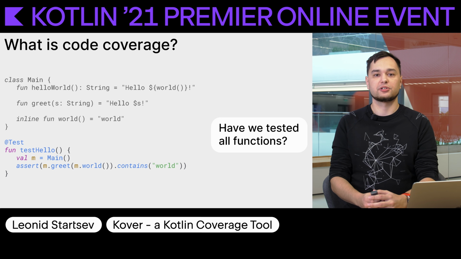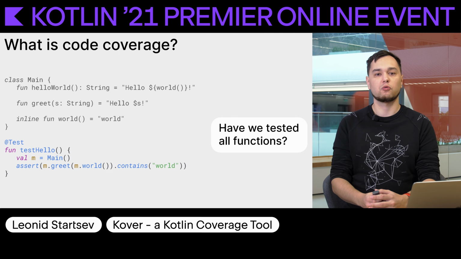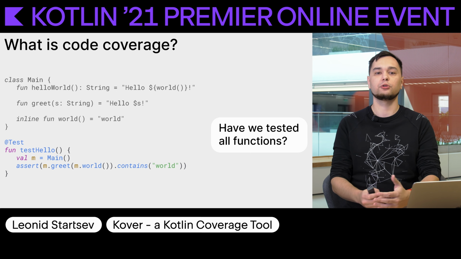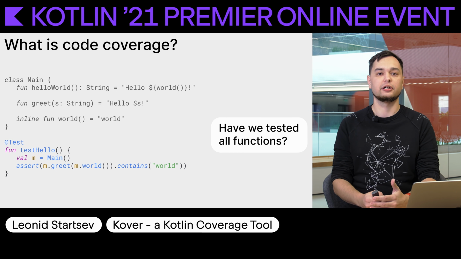The question we should ask ourselves is, have we tested all functions in this class? Of course, if we look precisely, we can find out that we have called the world function and the greet function, but we haven't called the helloWorld function. So we don't know whether it works correctly or not. To track such problems, we can use a code coverage tool.